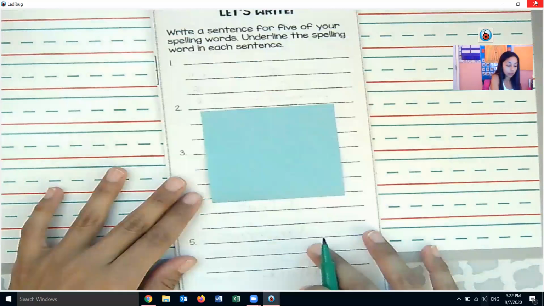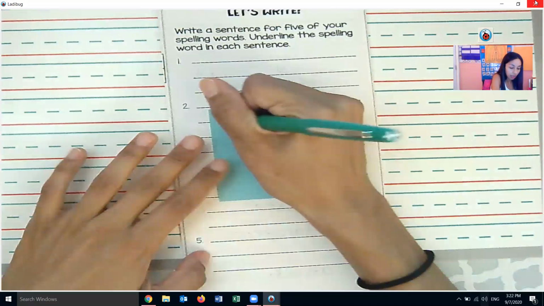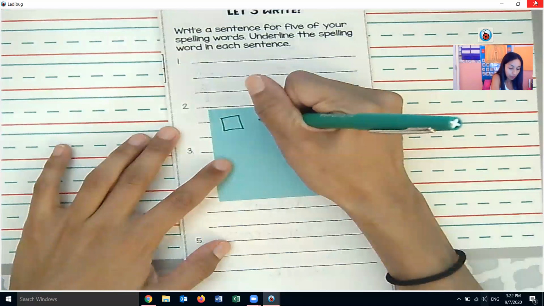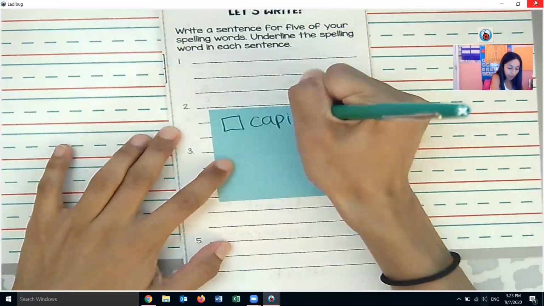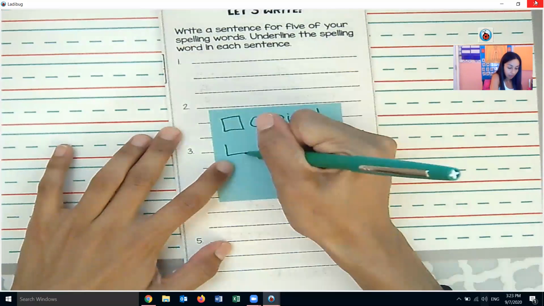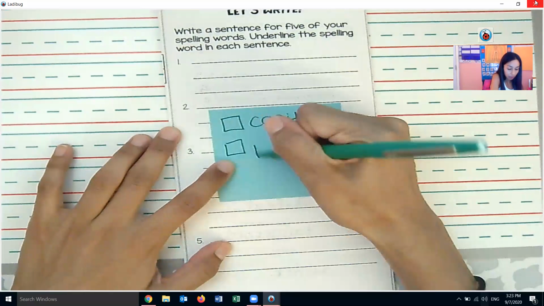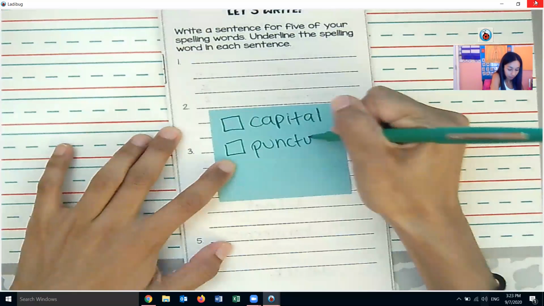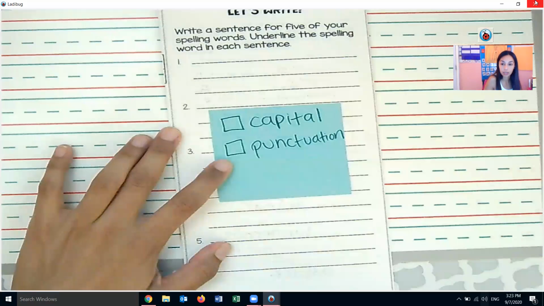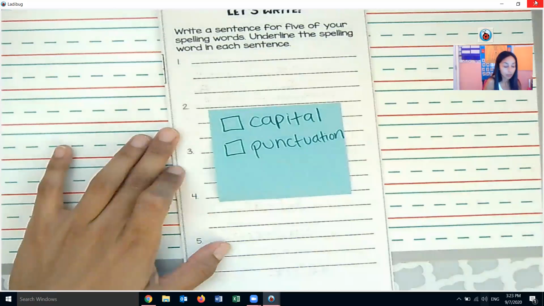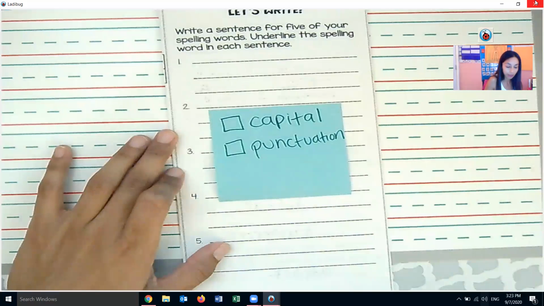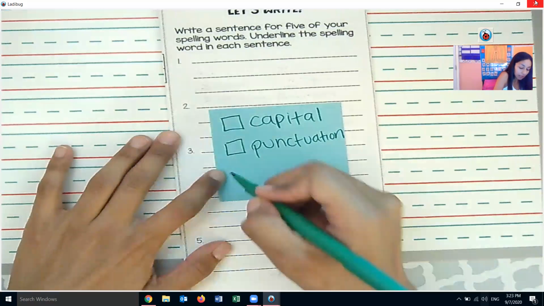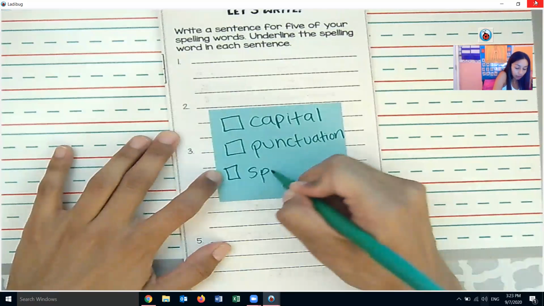I always like to do this little check off though for you. So make sure that you have capital letters at the beginning of your 5 sentences. Make sure you have some kind of punctuation at the end of each of your sentences, so either exclamation, period, question mark, whatever you need there. And then the last thing is your spelling word that you're using.